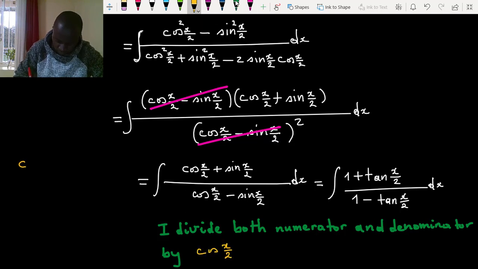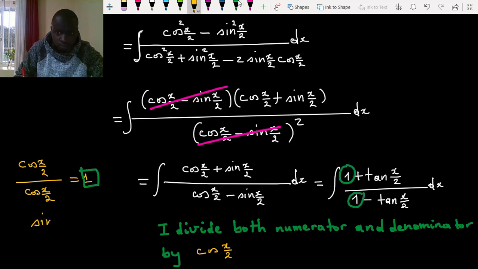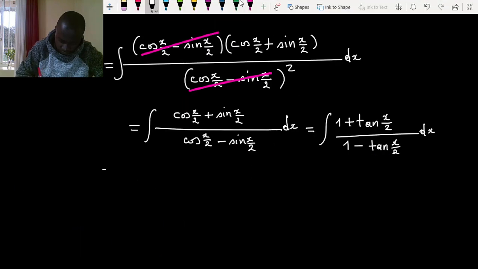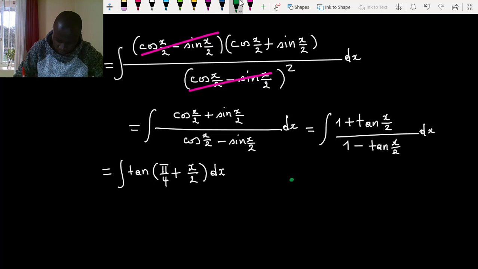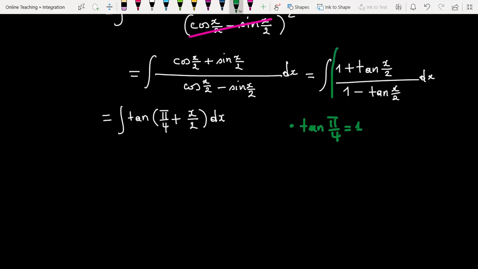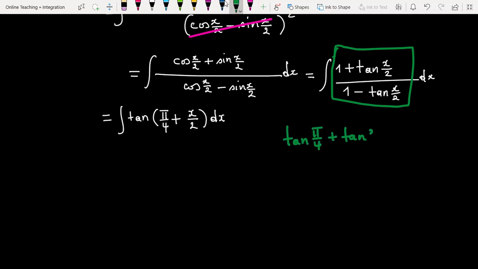I show you how I got the right hand side integrand, which involves tangent half x. I get this last integrand by applying what we call the sum identity. The sum identities, when applied, give this integrand tangent pi over 4 plus half x.